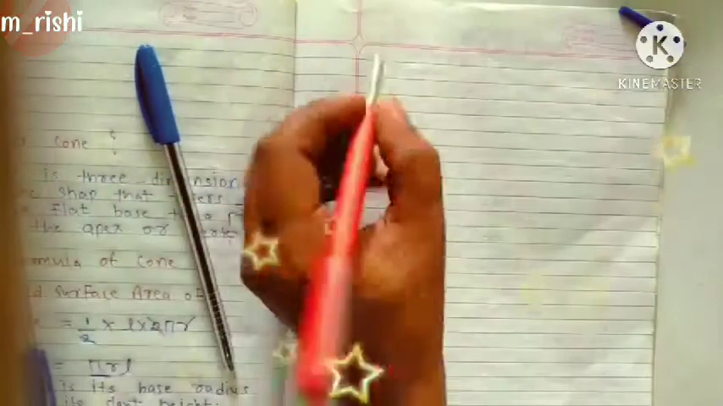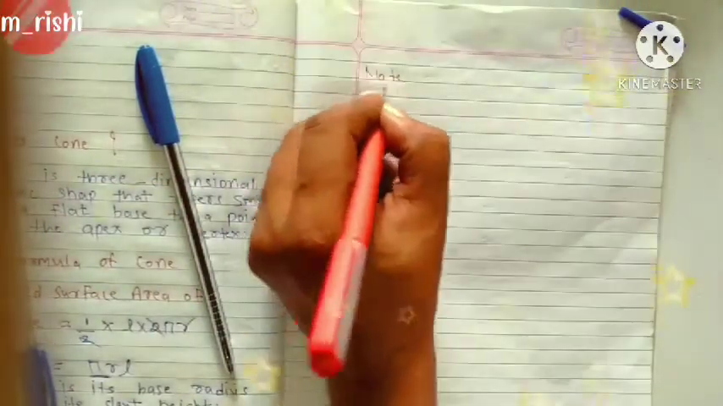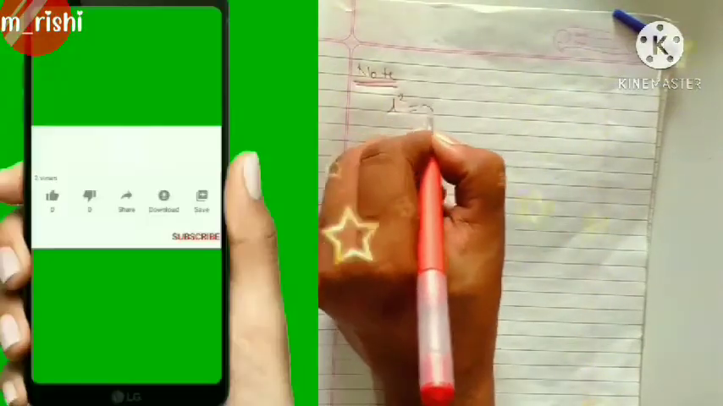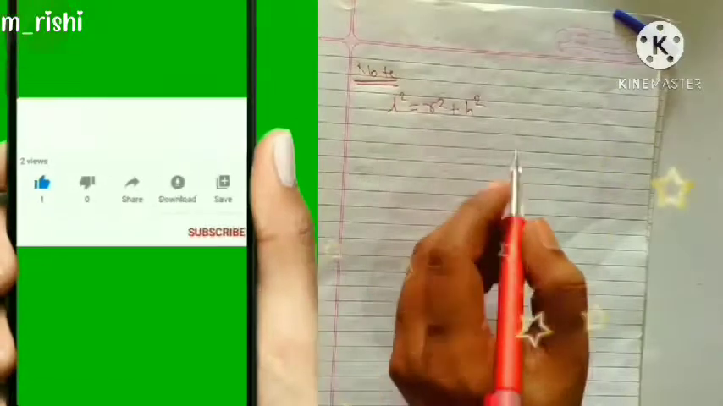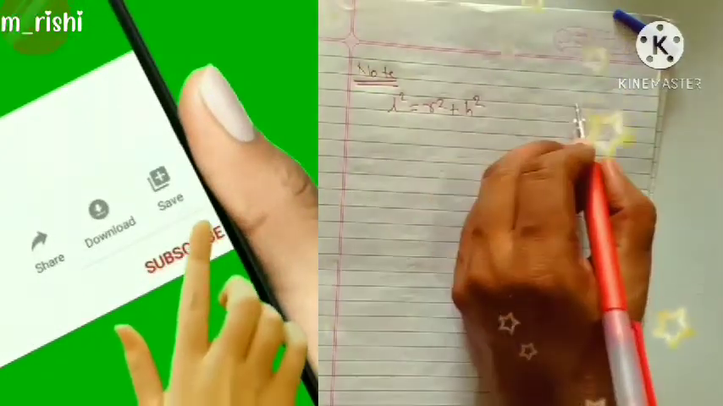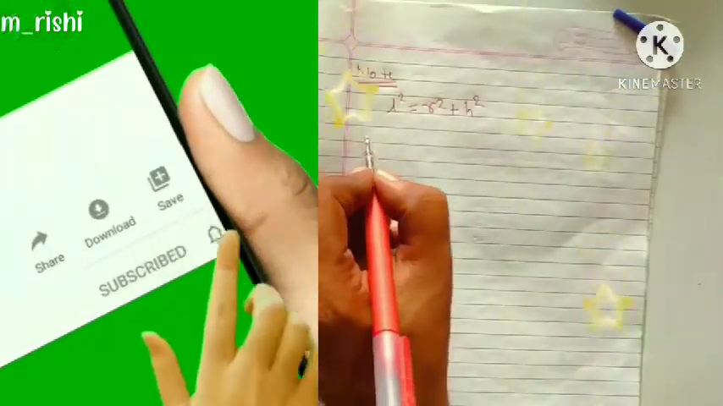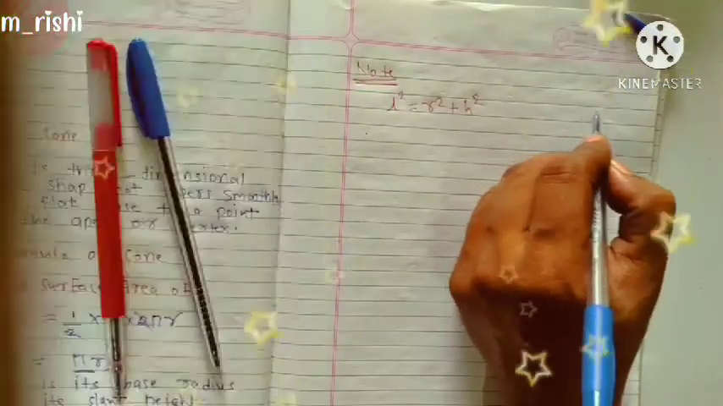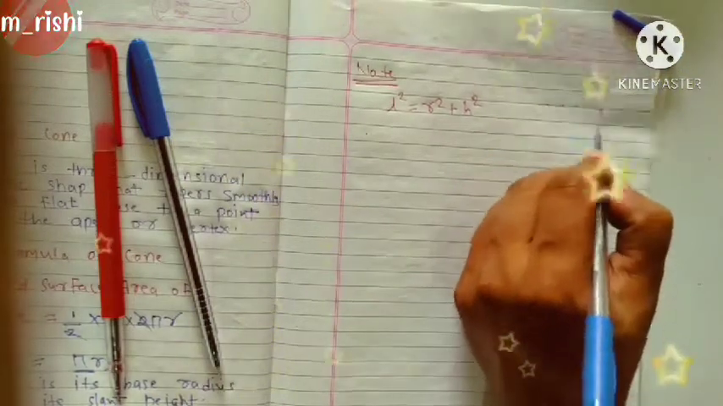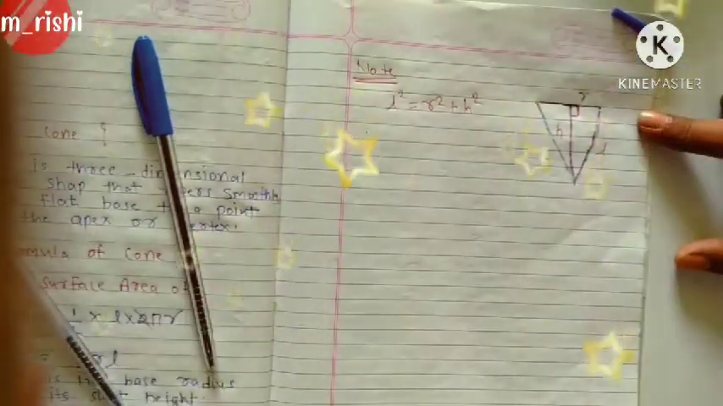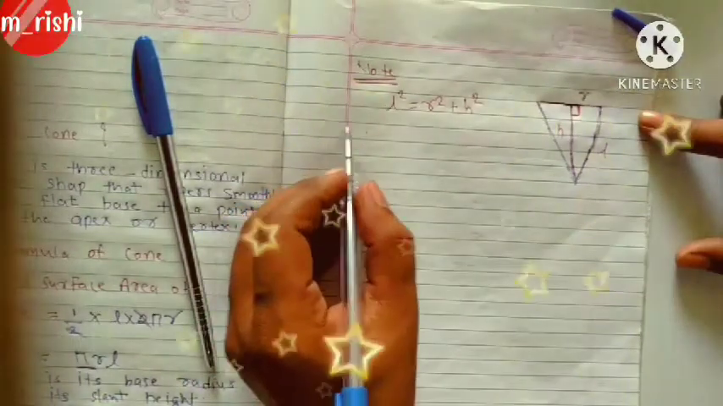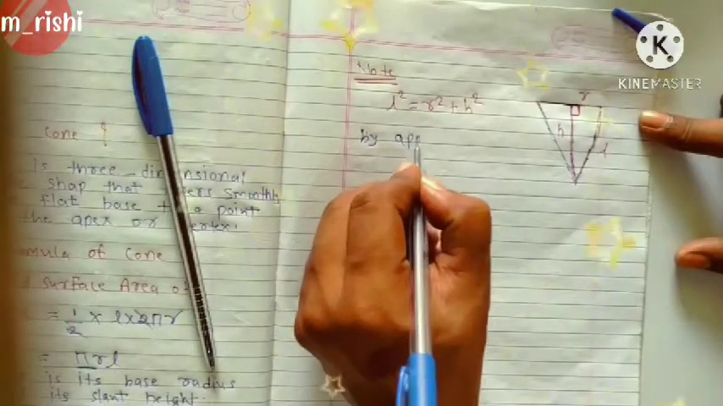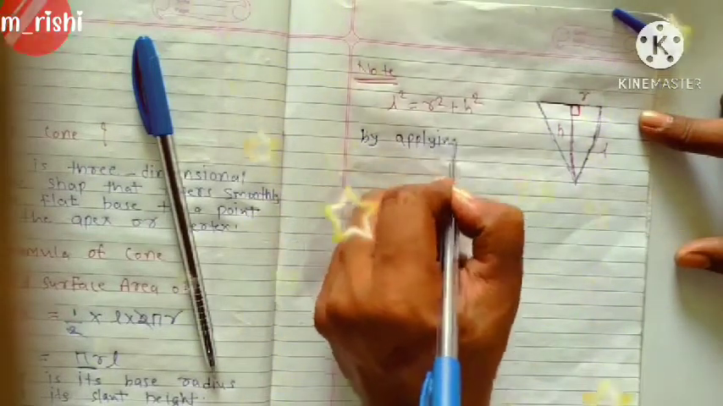Next is a note: L square equals r square plus h square. See in the figure, this is the Pythagoras theorem for a right angle triangle. So L is the hypotenuse, h is the height, and r is the base.